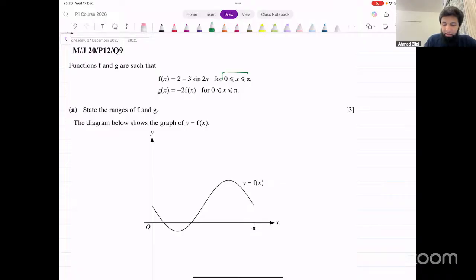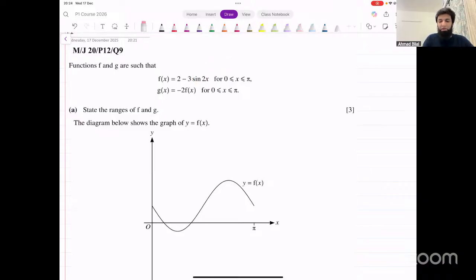Is a cycle completing for sine from 0 to pi? It is completing because it's 2x. 2x means the period of the graph becomes half. So it was 2 pi originally, now it becomes pi. So it is completing one full cycle in this interval. That means we can just input minus 1 in this and 1 in this, see what you get at minus 1 and at 1, and that will give you the range.